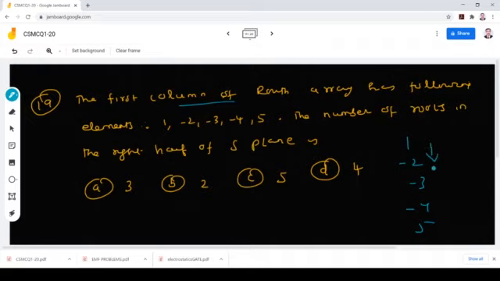Here you see one sign change, plus to minus 2. Here you see one sign change, minus 2 to plus. So 2 sign changes means 2 roots are in the right half of the S-plane. So the answer is option B.